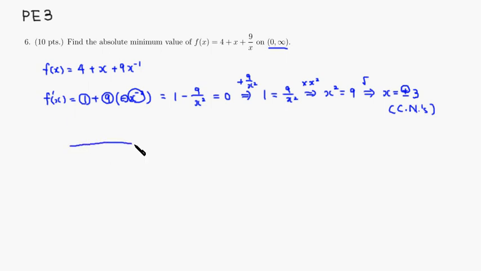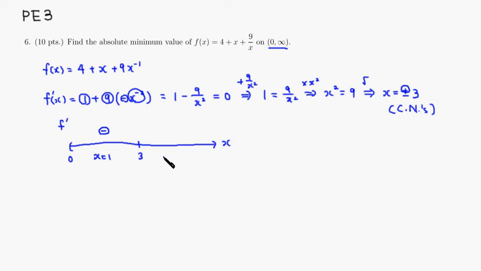So you have the x-axis, and I'm going to put a tick mark at 3, starting from 0. We're going to look at the sign of the first derivative. Try something smaller than 3, between 0 and 3. I'll try x equals 1. If you look at the first derivative, you have 1 minus 9 over 1 squared. So if you plug in 1, the derivative is going to be negative.